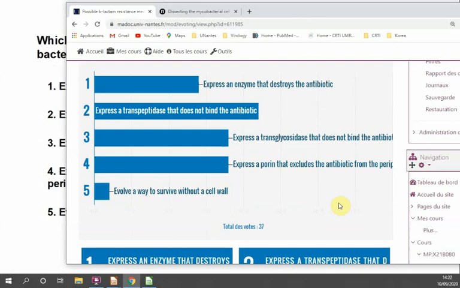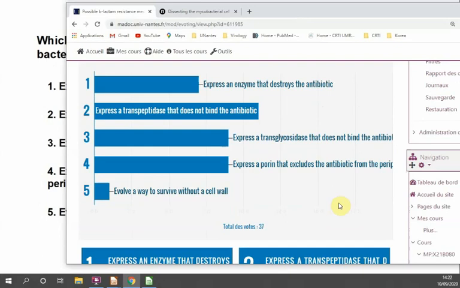Then what else do we have here? Okay, now going up to the top, express an enzyme that destroys the antibiotic. Yes, that's true. That's a known resistance mechanism. Beta-lactamase: when you work in molecular biology with resistance plasmids for ampicillin-resistant bacteria, the plasmid expresses a beta-lactamase, which cuts the antibiotic up.